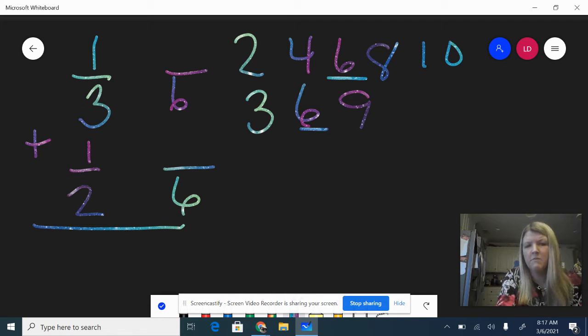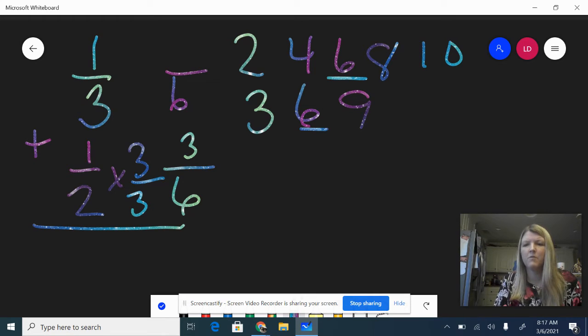And remember, whatever I do to the denominator, I have to do the same thing to the numerator. So I'm thinking about 2 times what gives me 6? That's going to be 2 times 3, which gives me 6. So I'm also going to multiply the 1 by 3. And remember, that keeps it equivalent. By multiplying by 3 over 3, that's like multiplying by 1. So I'm multiplying by the same number, or I'm multiplying by 1.